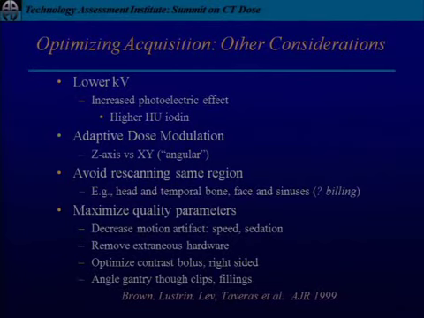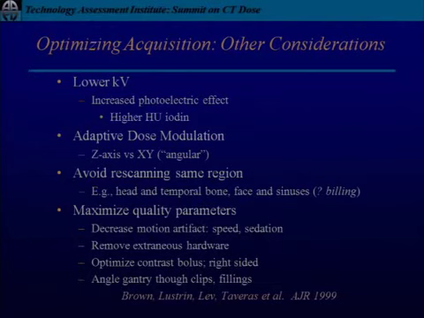Okay. So many of these things have been emphasized before, so I'll go through them fast. Lower kV obviously increases the photoelectric effect and increases the conspicuity of the iodine in the scan. So it is very useful for doing perfusion imaging, which is something we'll be talking about. Adaptive dose modulation has been talked about, so I won't say much.